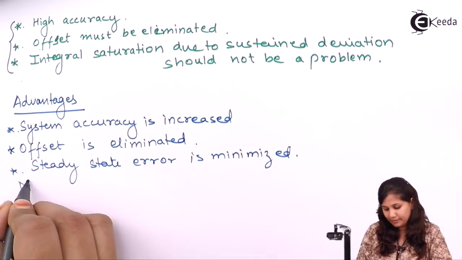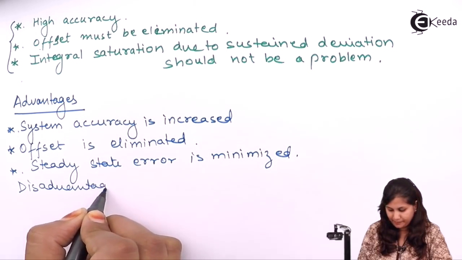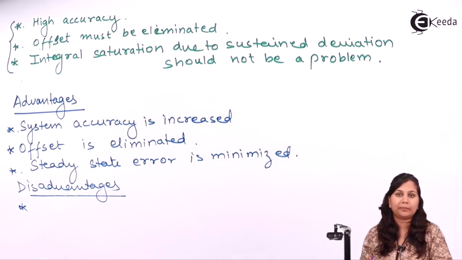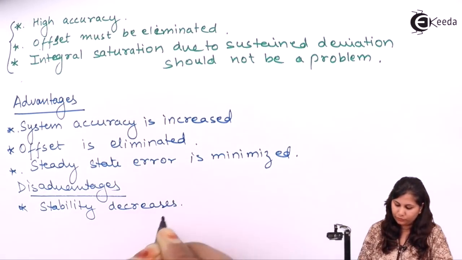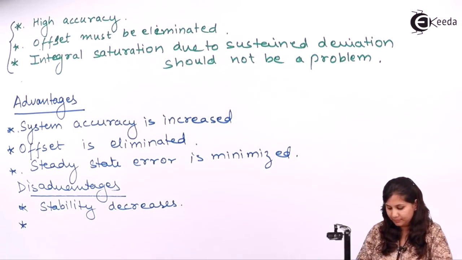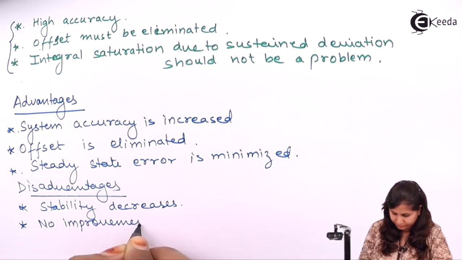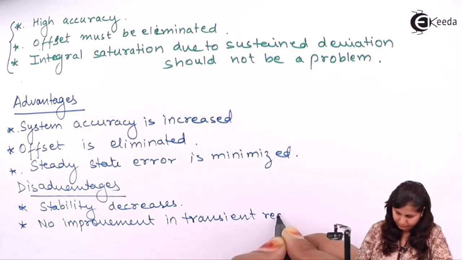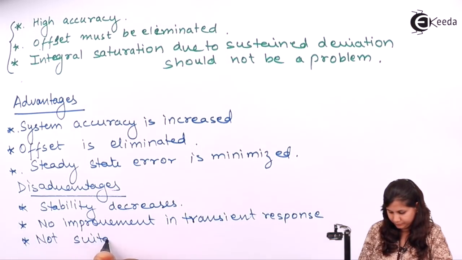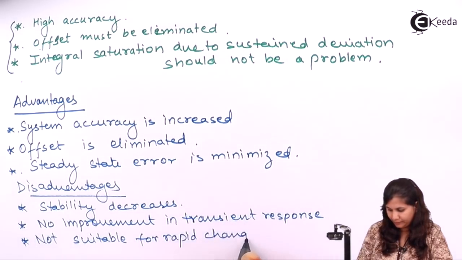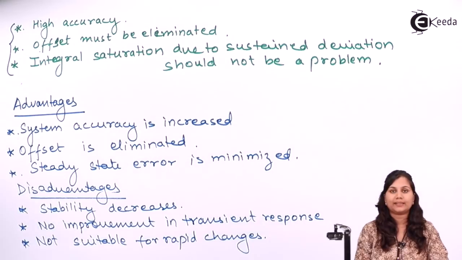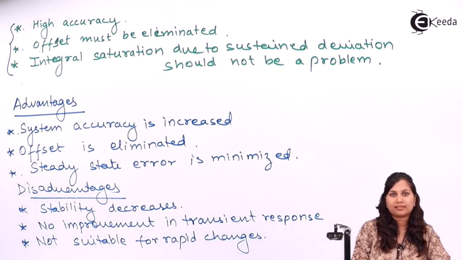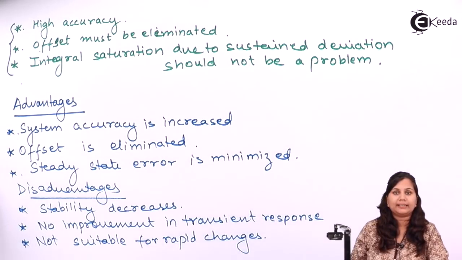Now, the disadvantages of PI controller are that as the order of the system increases, the stability decreases. Also, there is no improvement in the transient response of the system. And also the PI controller is not suitable for rapid changes, that is, when the input is having rapid changes in it. At those places the PI controller cannot be used. So this is about the proportional and integral controller.